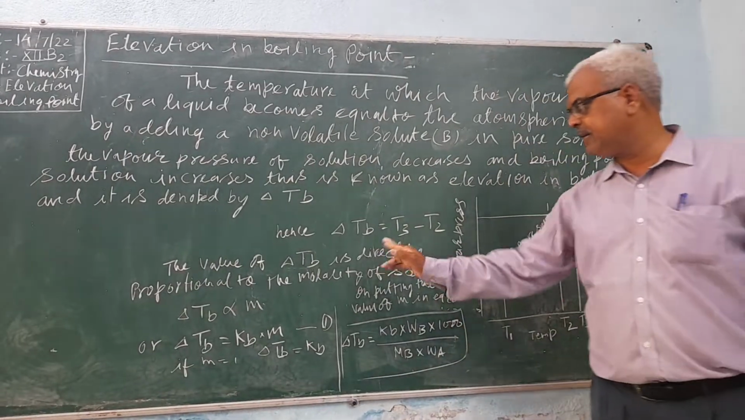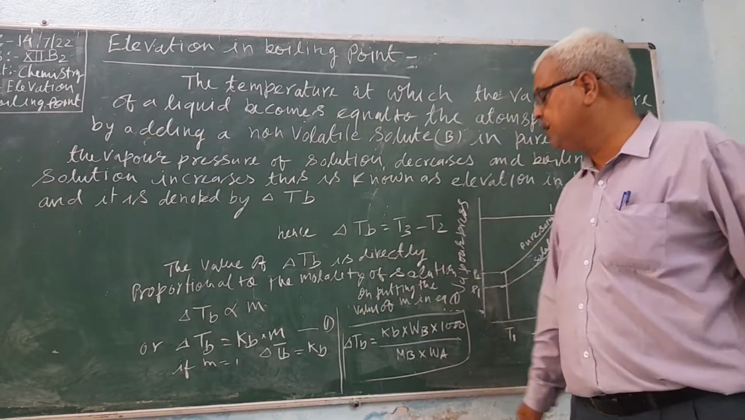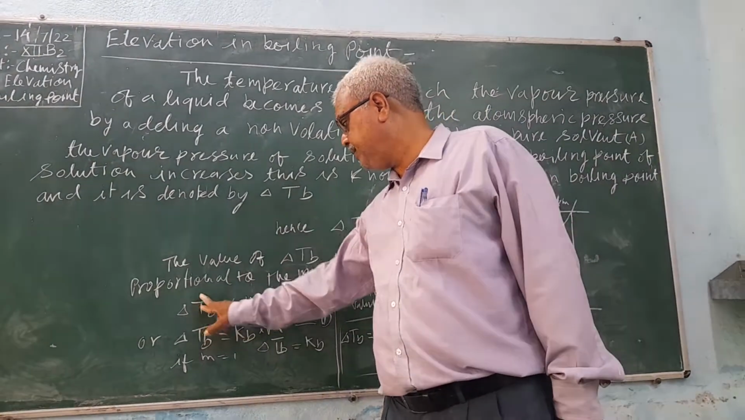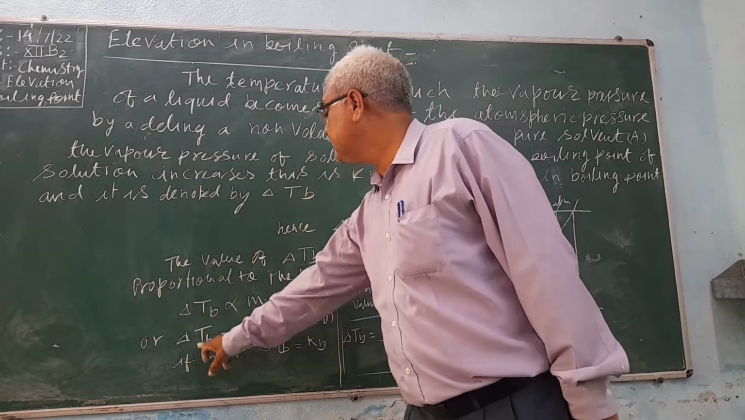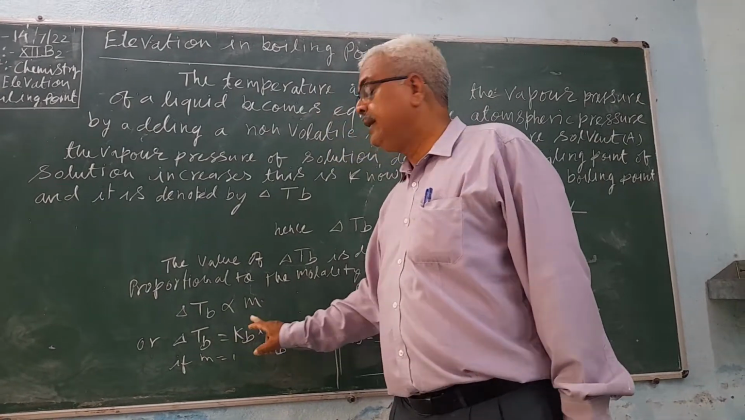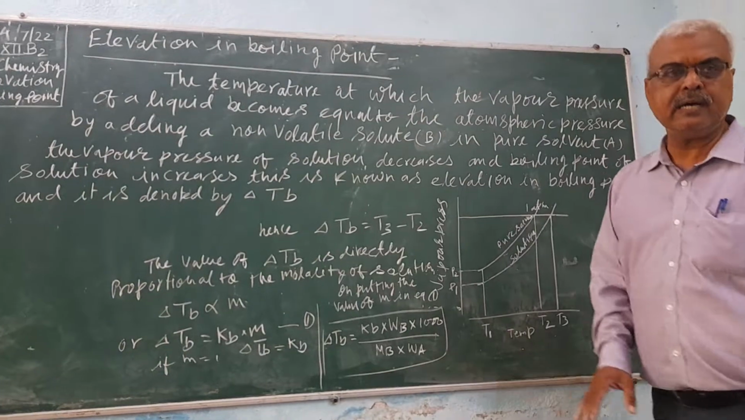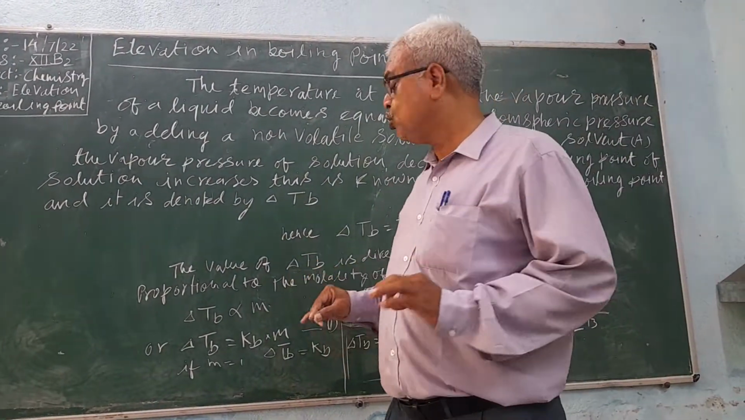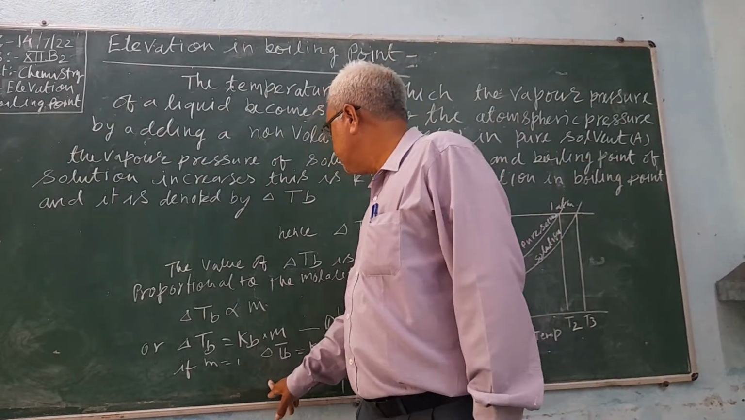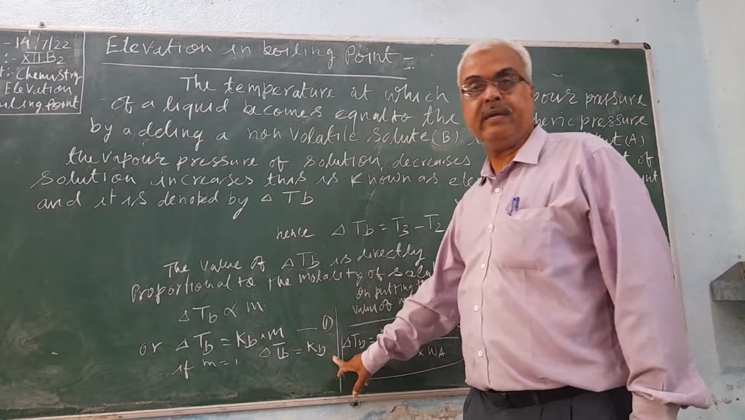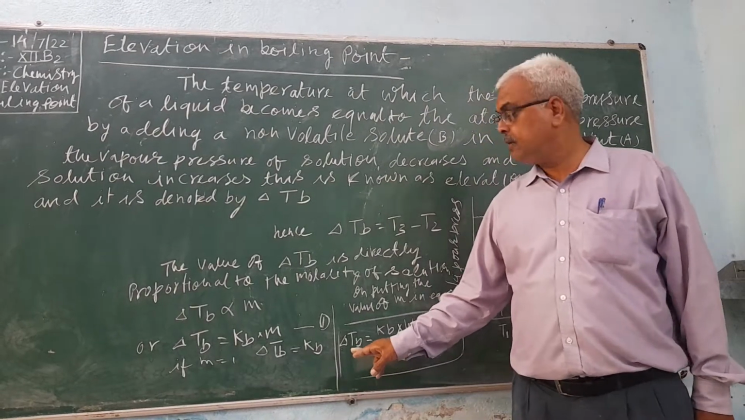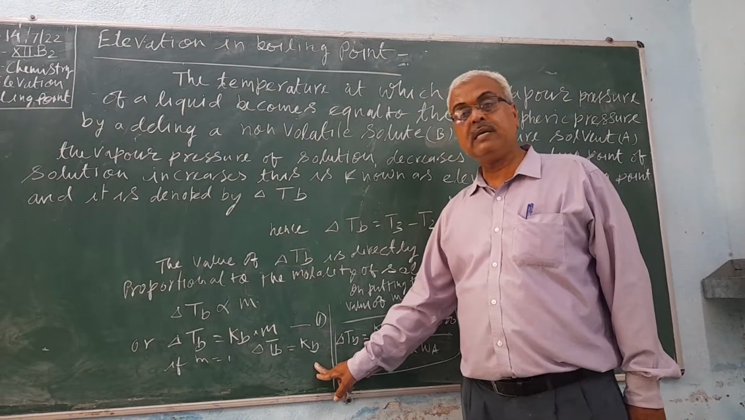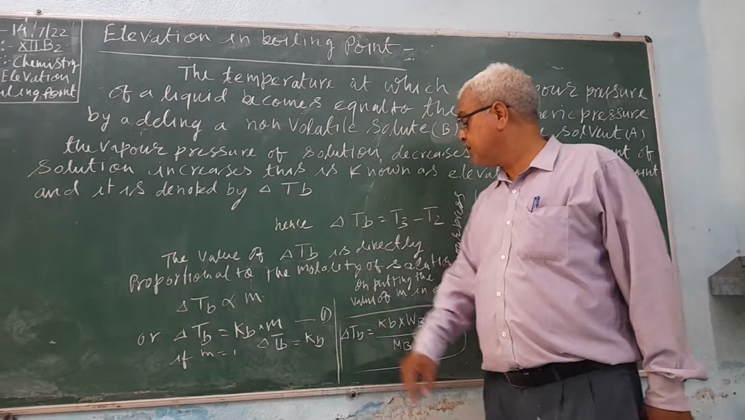The value of delta TB is directly proportional to the molarity of the solution. So we write delta TB is proportional to M, or delta TB is equal to Kb into M. Here Kb is the molal elevation constant or ebullioscopic constant. If M is equal to 1, then delta TB is equal to Kb. So the elevation in boiling point of a 1 molar solution is known as the molal elevation constant.